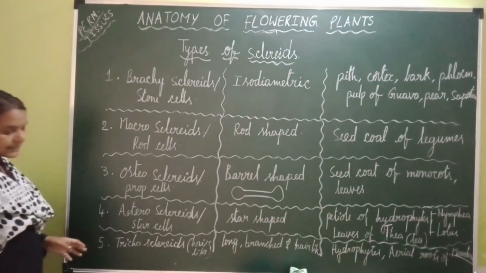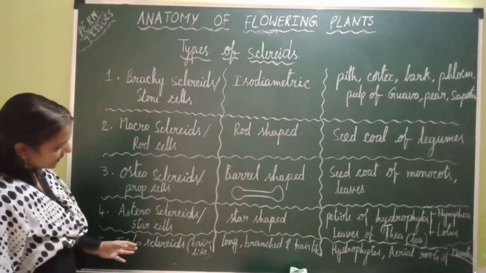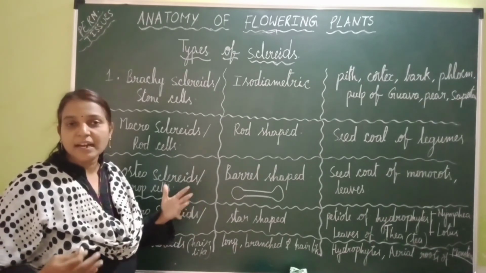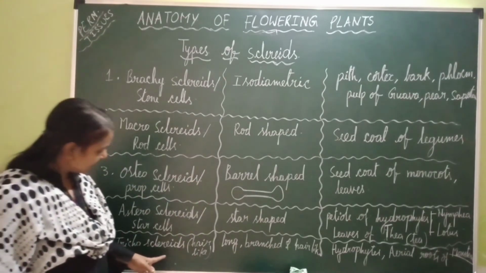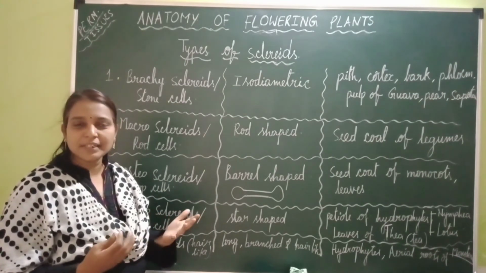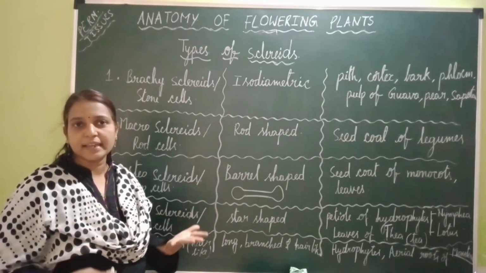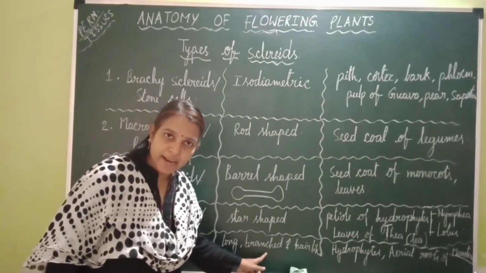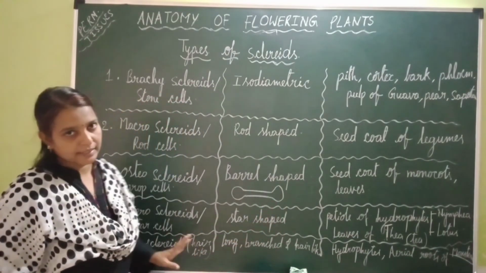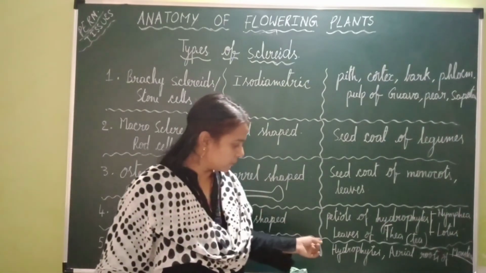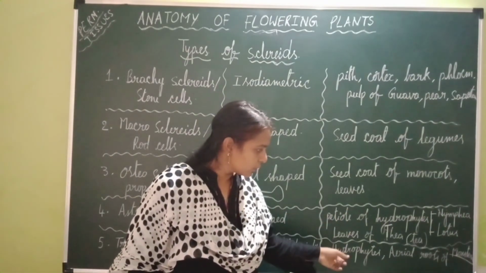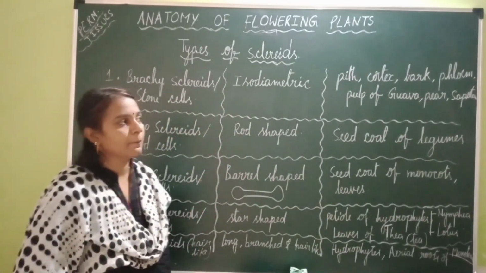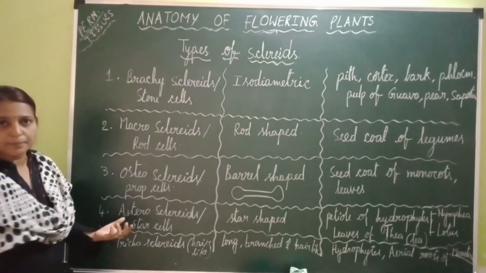The last category of sclerids is trichosclerids. These are long, branched and hair-like sclerids, and hence they are called trichosclerids. They are present in hydrophytes and in the aerial roots of a plant called monstera. So this is all about different types of sclerids.